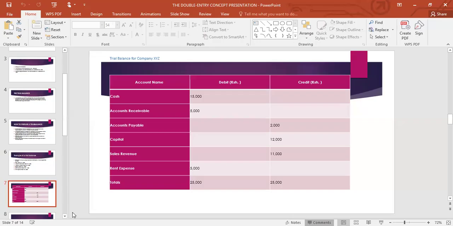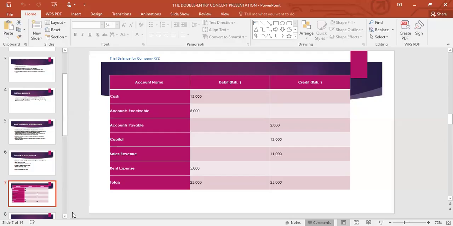Now you can see how I've arranged it. We have the debit side and the credit side, and then the account name. The first one is cash, which is 15,000, which we debit. The second one is accounts receivable, which is 5,000, we debit. The third account is accounts payable, which we credit. And then the capital, which is 12,000, we credit also.